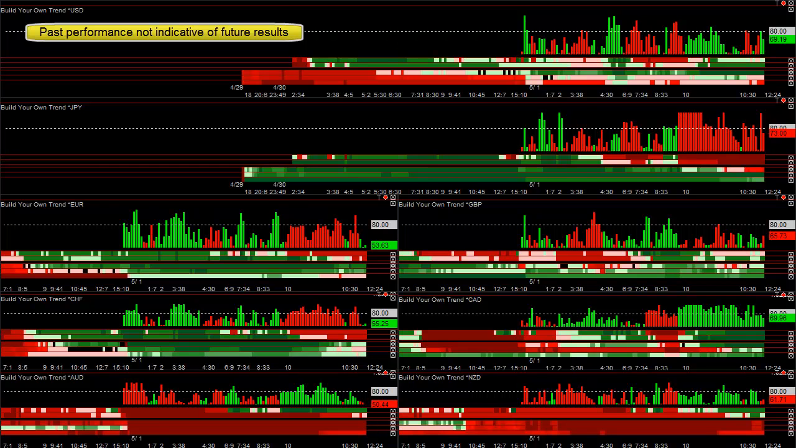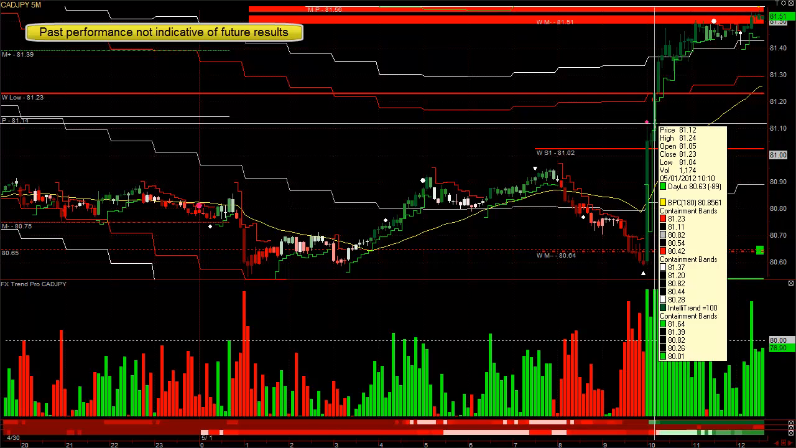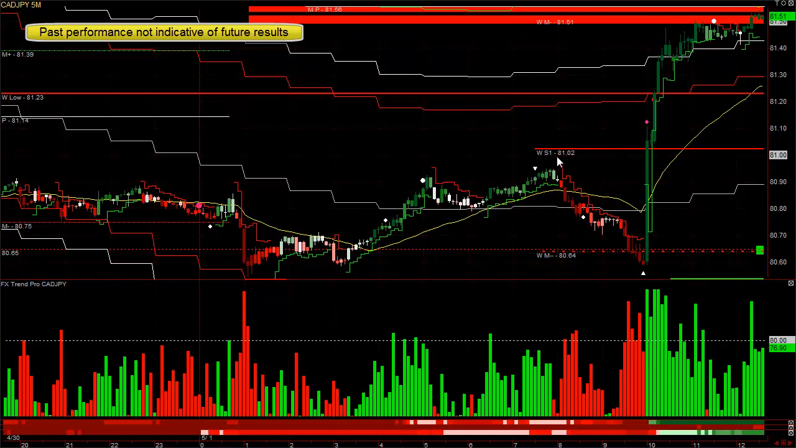So here's what the CAD yen looks like. You can see it just took off. And this is a perfect example of why I like range bars. If you use a 5-minute chart and this thing took off, 81.10, do you really want to buy this breakout right here? And where do you put your stop? Underneath the weekly S1 is a pretty decent place.